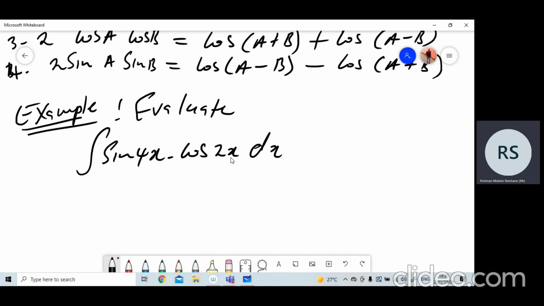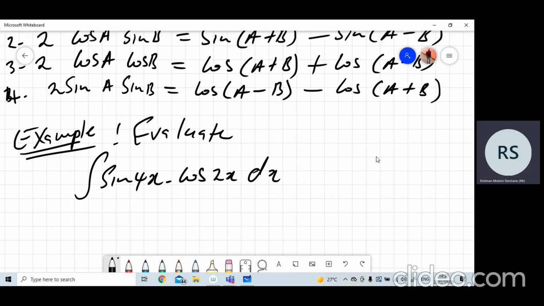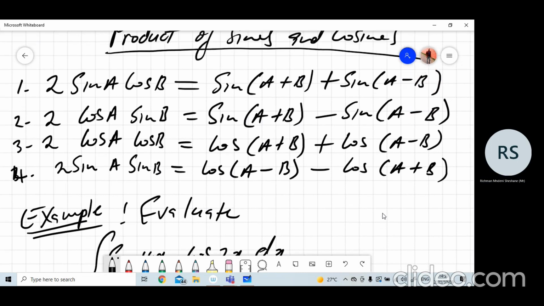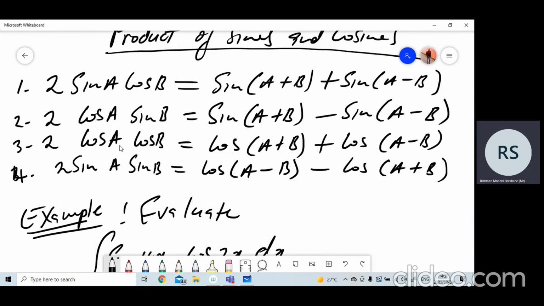So if you have a product, you can use one of these product formulas of sine and cos, because we don't have a rule for the integral of a product. If we can write this product in terms of two terms, you see all of them have two terms, we're able to integrate this sum of two terms. Then we're going to write our product in terms of two terms using this identity.